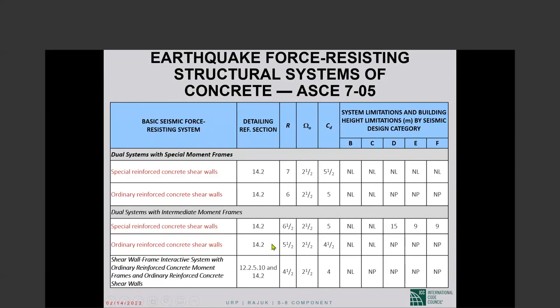So in any case, the point is that the R value comes from the table in ASCE 7 that gives us design parameters and also height limits. So the only shear wall system that does not have a height limit on it is the dual system with special moment frames. Every other case you will see, particularly in high seismic design categories, we have height limits.